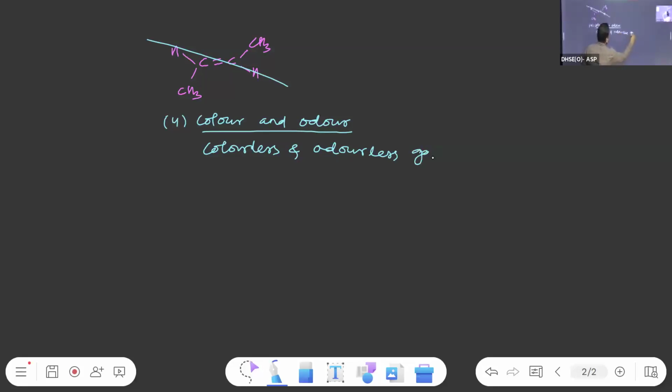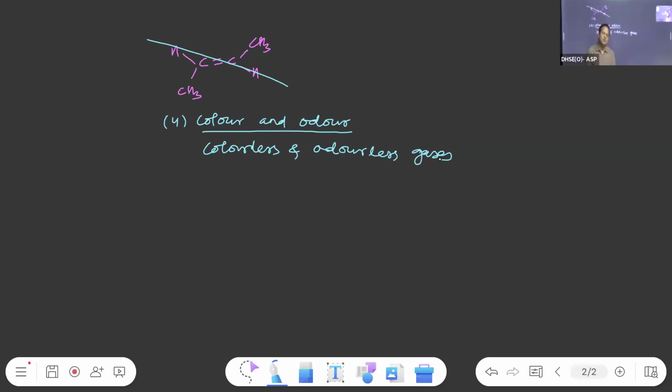Gases. Colorless and odorless gases. Now the question is, in the LPG cylinder we use at home, which gases are present inside it? So look, it is constituting methane up to butane. All four, that is methane, ethane, propane, butane, are present.